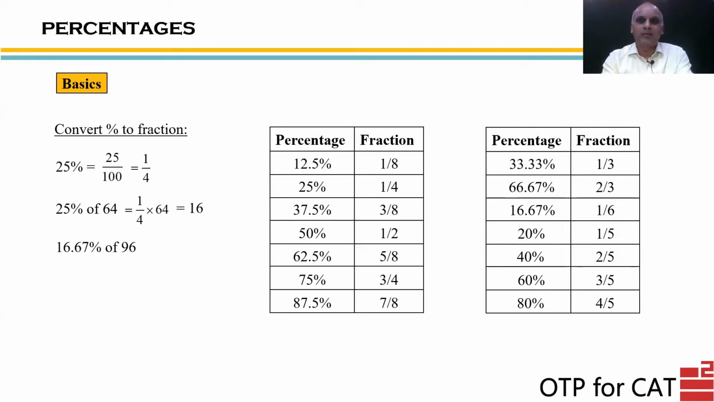Now, if I apply in one question, I see 16.67% of 96. Now this looks complicated if I don't know the fractional equivalents. But now if I know that 16.67% is 1/6, it becomes 1/6 of 96, which obviously is 16.